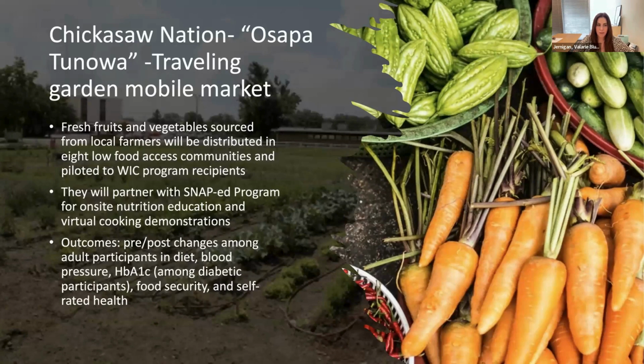And they're going to pilot this with their WIC program recipients. And they're also partnering with the SNAP Ed program for on-site nutrition education and virtual cooking demonstrations. And they are looking at pre-post changes among adult participants in diet and blood pressure, hemoglobin A1C among folks who have diabetes, food insecurity, and self-rated health.